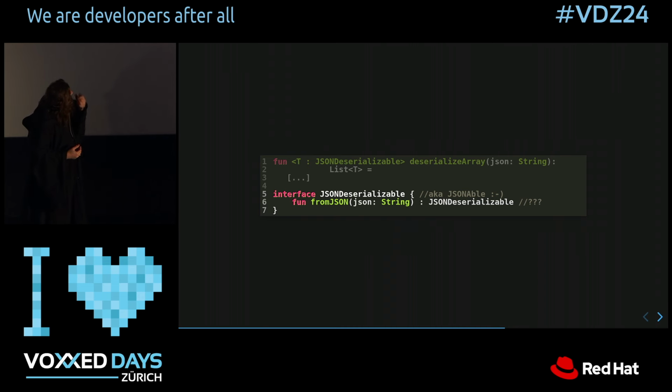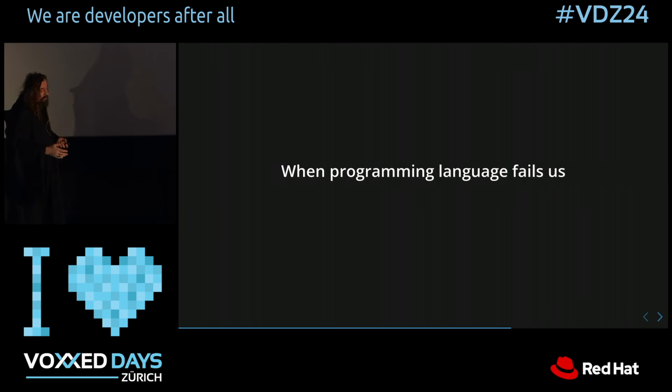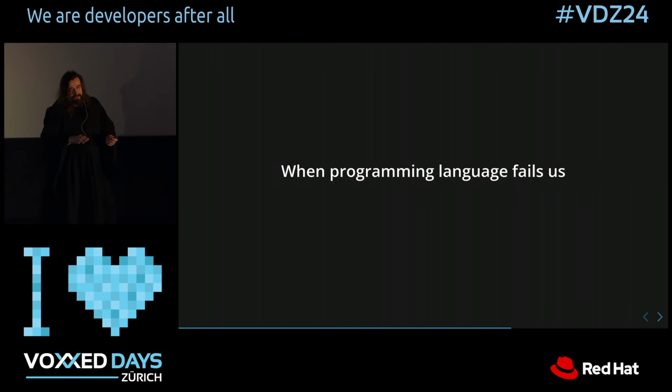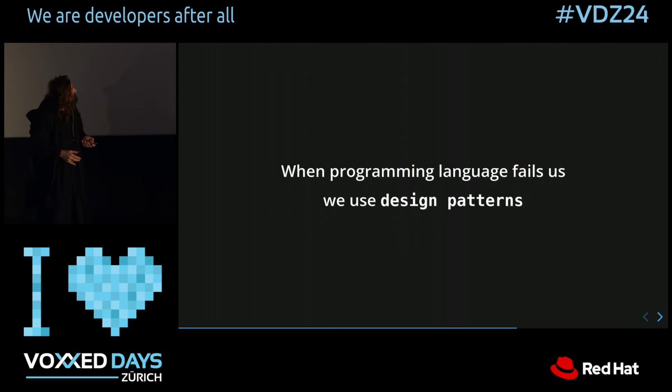If we put an interface like JsonDeserializable that has the method fromJson, it already looks crazy. If I write it for a class like User, I would need first an instance of User, then I would call deserialize on that, and then I will get another User. This looks stupid, yeah? Obviously. And no matter what you try, this is a disaster with interfaces. So basically, the point is, when the language fails you, you use design patterns.